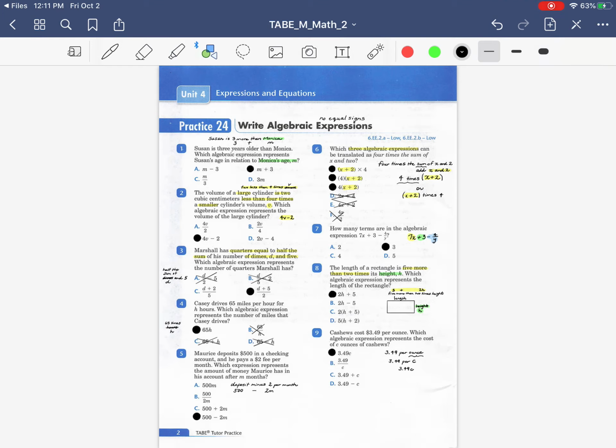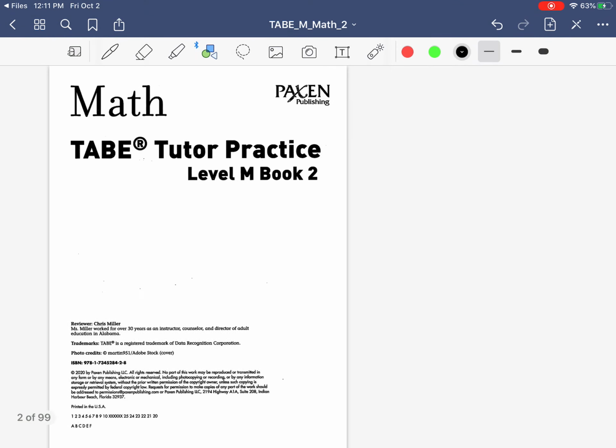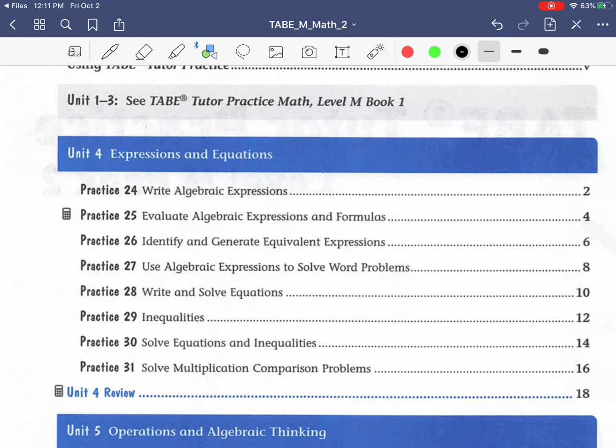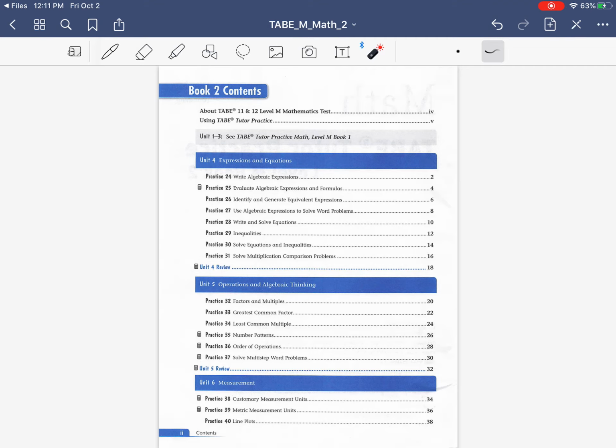In the next video, I believe we will be working with evaluating expressions and formulas, which means we'll actually be doing some math. And I believe you need a calculator for that one. Let's just double check that so that you will have that ready. Yes, in practice 25, you will be able to use your calculator. If you're ever in doubt about whether you should be using the calculator, please ask your instructor, and he or she can tell you if you need to be.